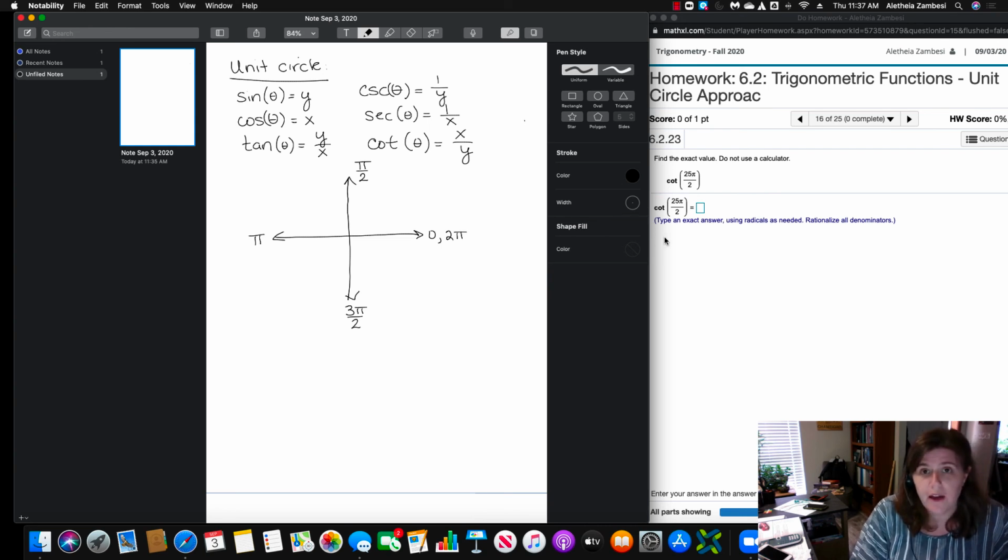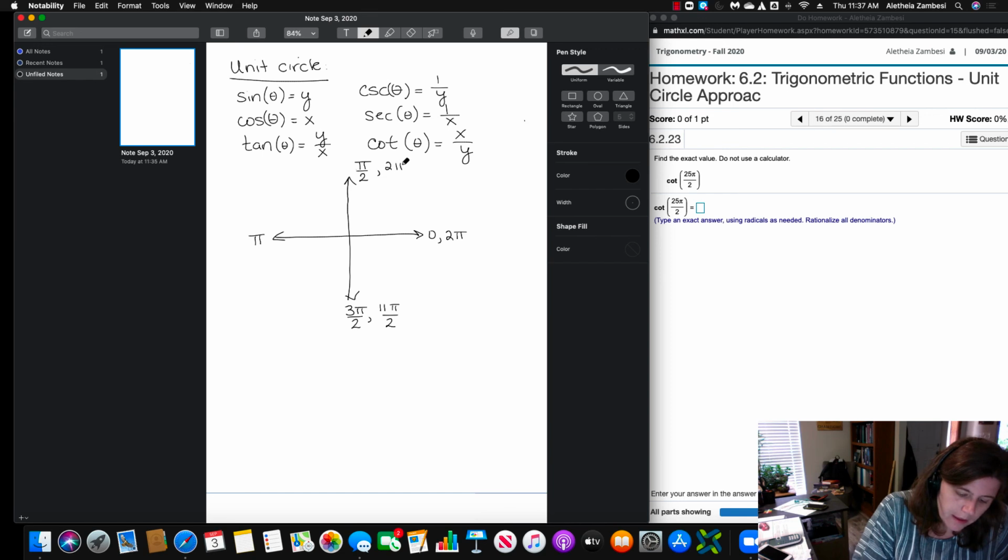I want 25 pi over 2, so I'm going to be moving around the circle again. So this is 4, 5, 6, 7, 8, 9, 10, 11. So here we would again end up at 11 pi over 2. Then 12, 13, 14, 15, 16, 17, 18, 19, 20, 21, 22, 23, 24, and 25 finally.